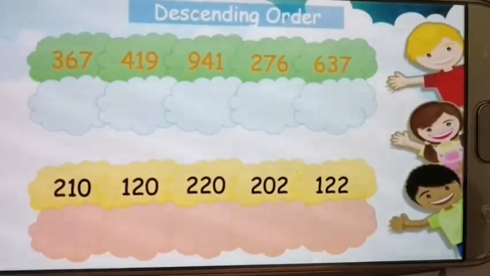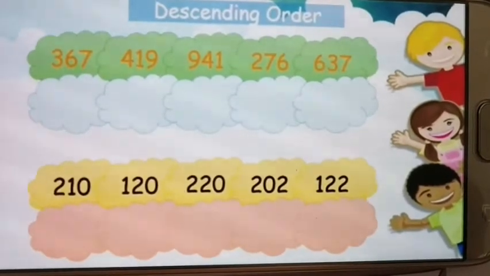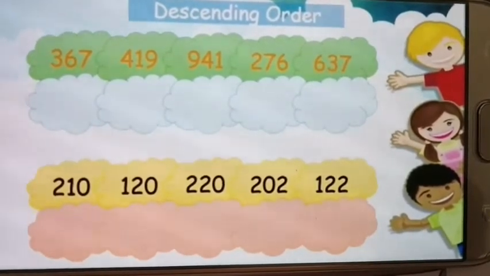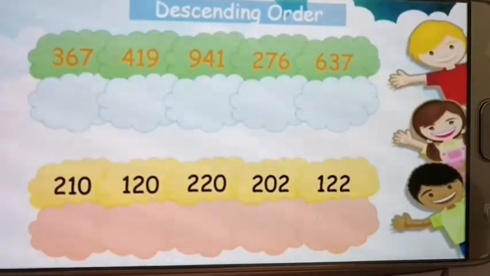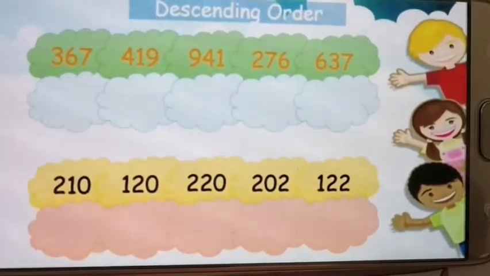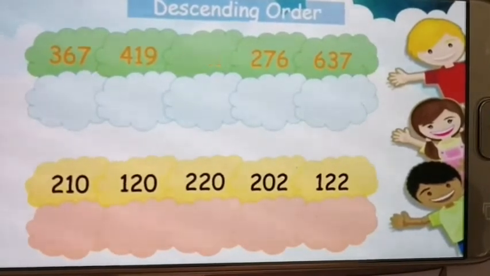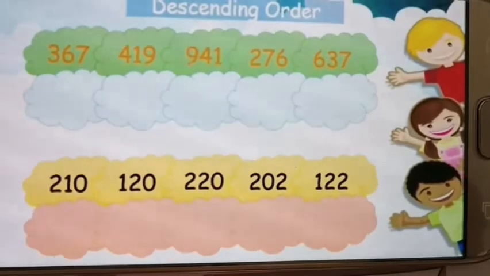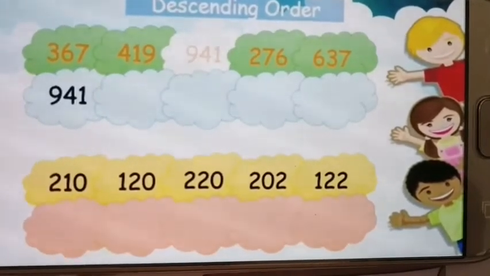Which is the greatest number here? Look at the hundreds place. Which digit in the hundreds place is the greatest? 3, 4, 9, 2, 6. Yes, 9. So the number 941 is the greatest number. Let us write 941 in the first cloud.